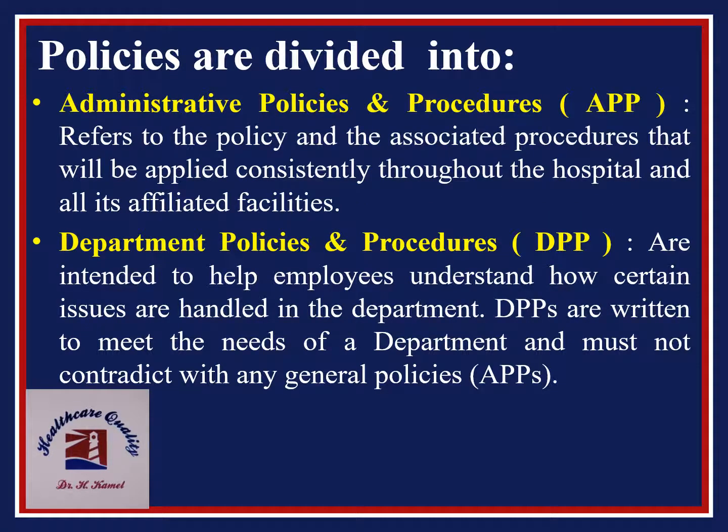Policies are divided into administrative policies and procedures, APP, which refer to the policy and the associated procedures that will be applied consistently throughout the hospital and all its affiliated facilities. Departmental policies and procedures, DPP, are intended to help employees understand how certain issues are handled in their own department. DPPs are written to meet the needs of a department and must not contradict any general APP.